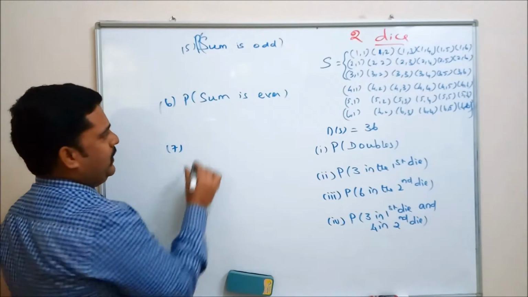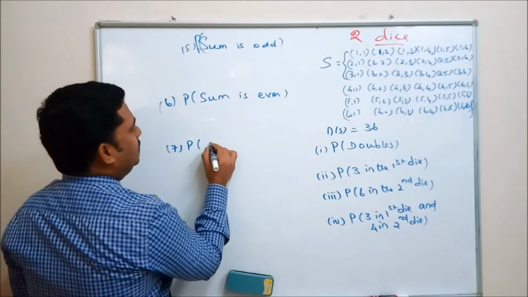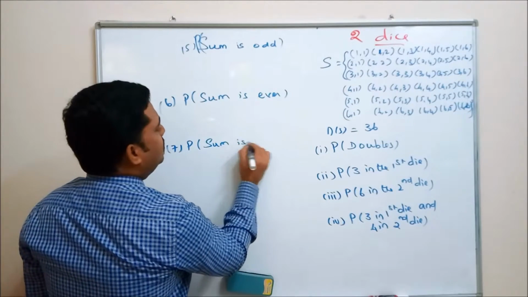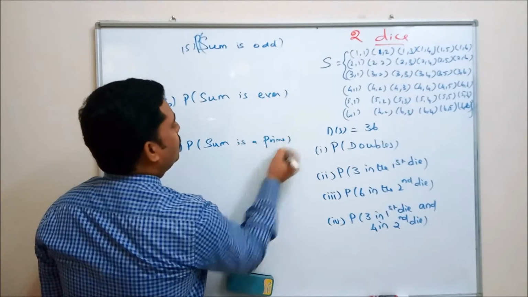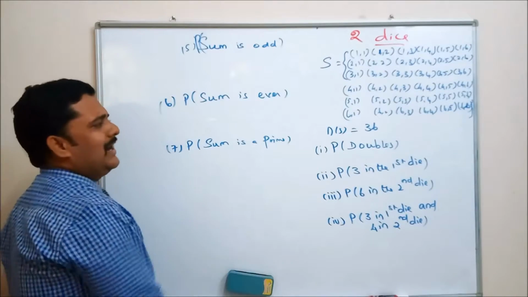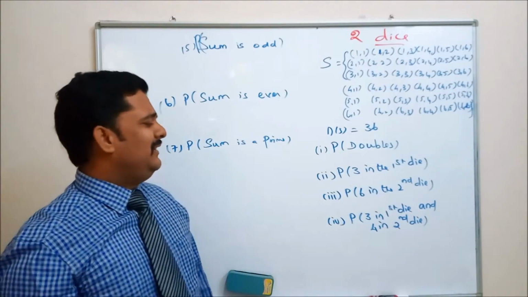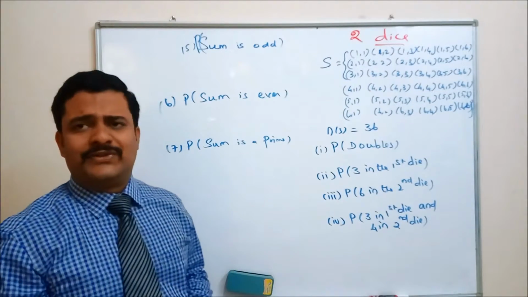7. Probability of getting the sum is a prime. And there are many more questions over here. Let's discuss these 7 questions.